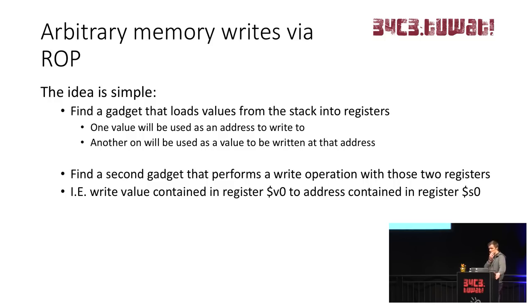So the idea for looking for gadgets is that you find a gadget that loads data from the stack into the registers, and then you find a second gadget that works with the data in those registers. For example, you have one register, V0, which contains the value you want to write, and the other register, S0, which has the address you want to write to.